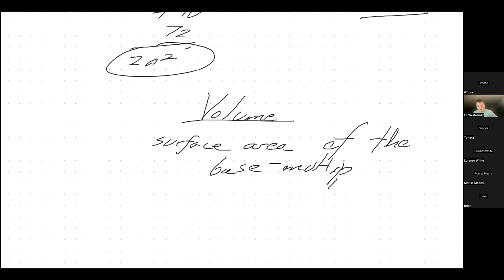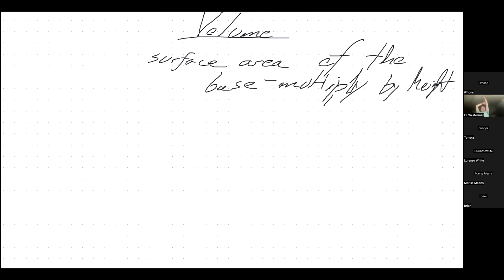Multiply by height. All right, let's turn that weird math language into real stuff.